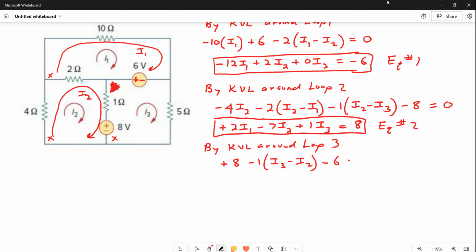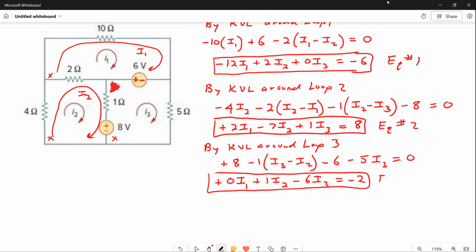Then -5. You stop and think, what current? Just I3 equals 0. Clean that up. You get a plus 0 I1 because it's not represented. Get it in a standard form: plus 1 I2 minus 6 I3 equal negative 2.